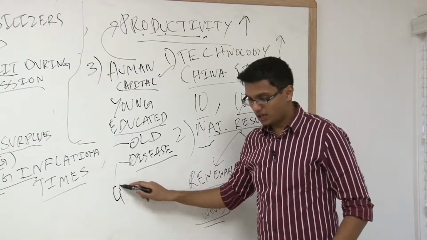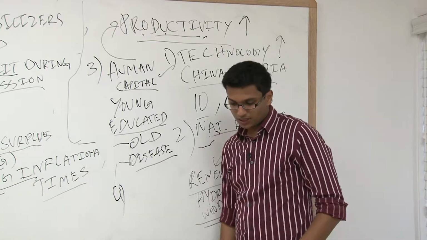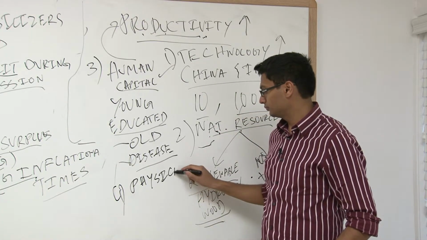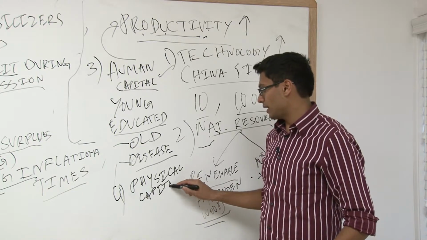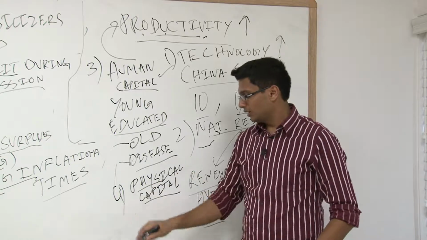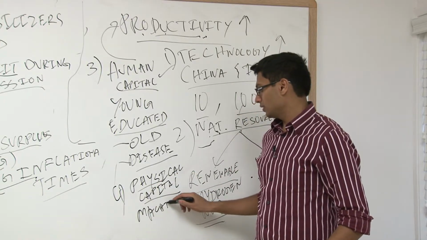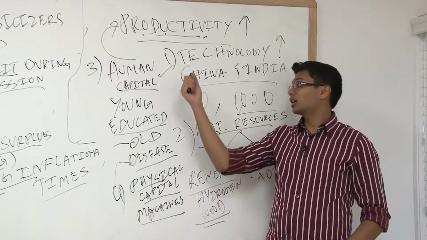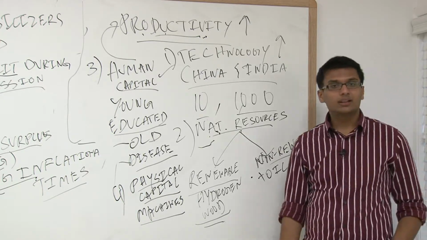The last one we're going to talk about, okay, is physical capital. Okay, physical capital. This is just talking about things like machines, right? So let's talk about a country like China or India or any other country.